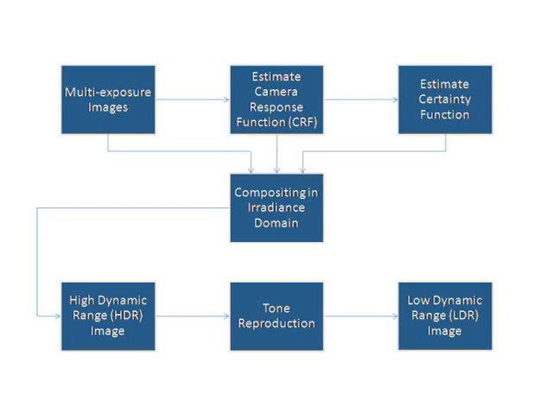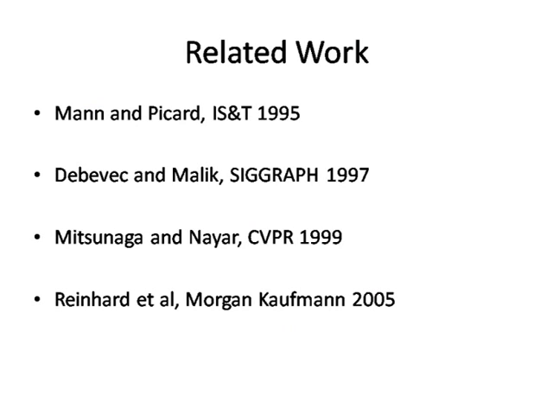We then compute the certainty function, which is the derivative of the camera response function. We linearize the intensities using the camera response function and weigh them in the irradiance domain using the certainty function. The generated HDR image needs to be tone mapped for making it compatible with common displays and printers. Here are the related references for high dynamic range imaging.